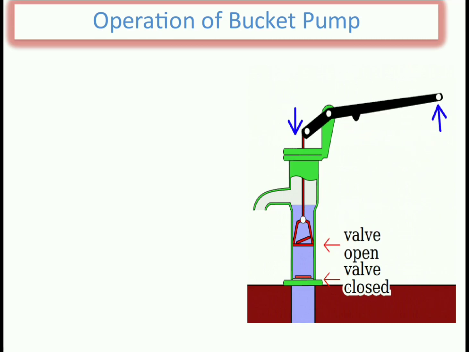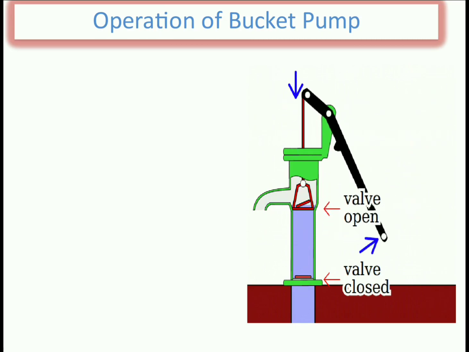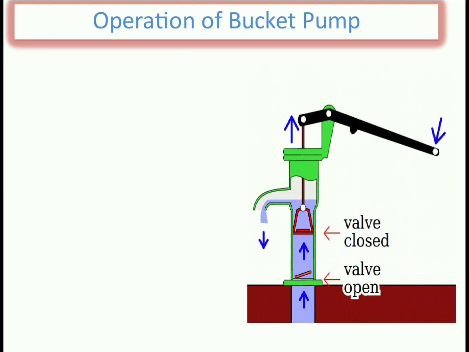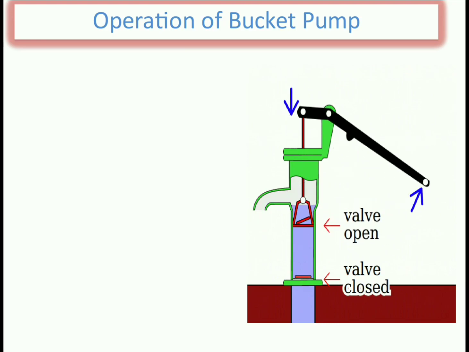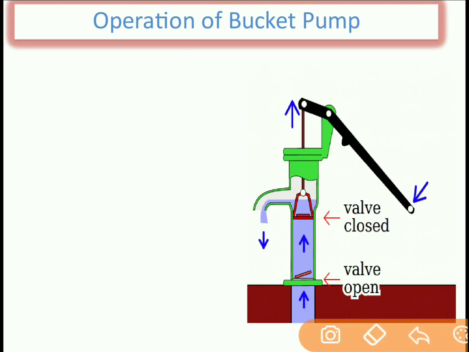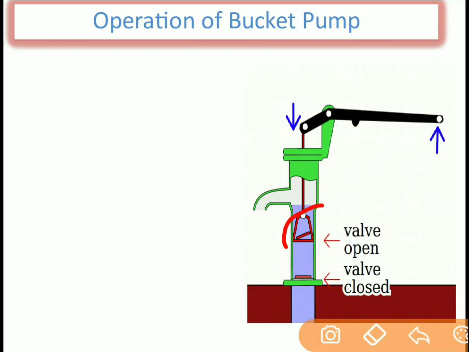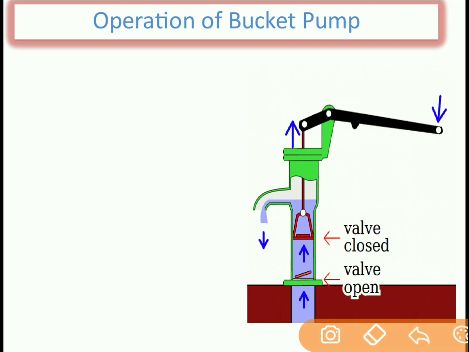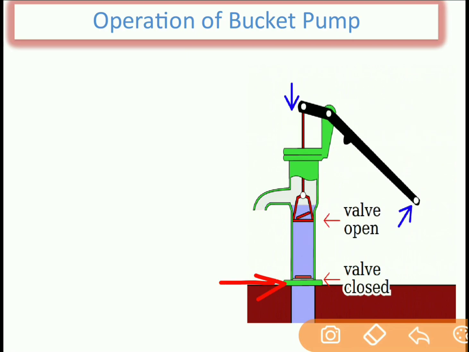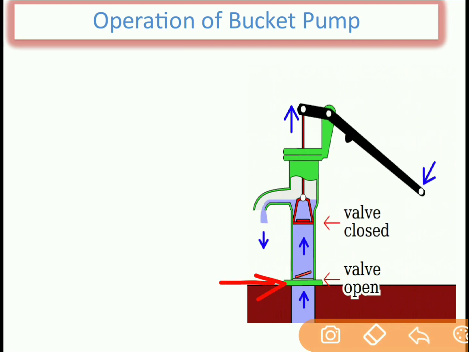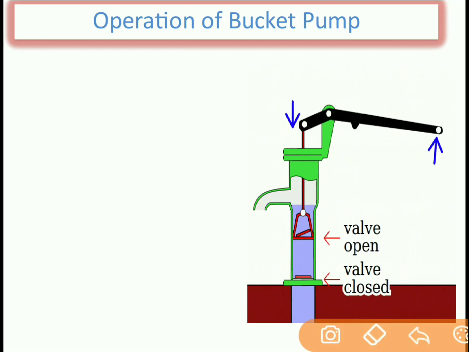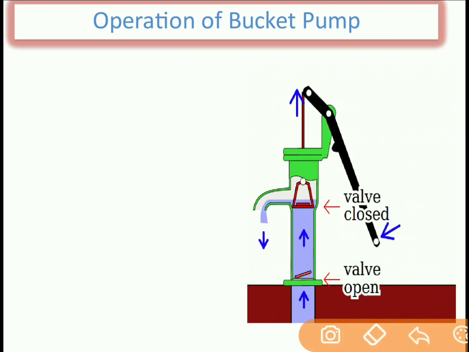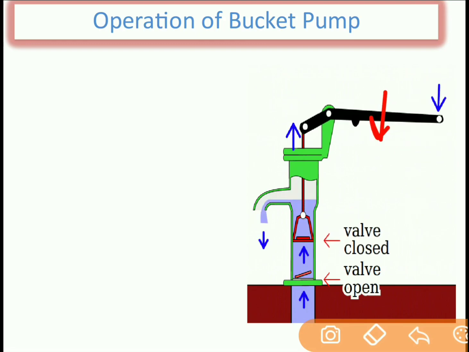Now let's move to the next category of the pump, that is bucket pump. You can see an animation of bucket pump over here. It consists of a valve. This valve is nothing but a bucket valve, and also there is another valve over here which is nothing but the suction valve. Bucket valve is connected to the piston and the piston is connected to the handle over here.